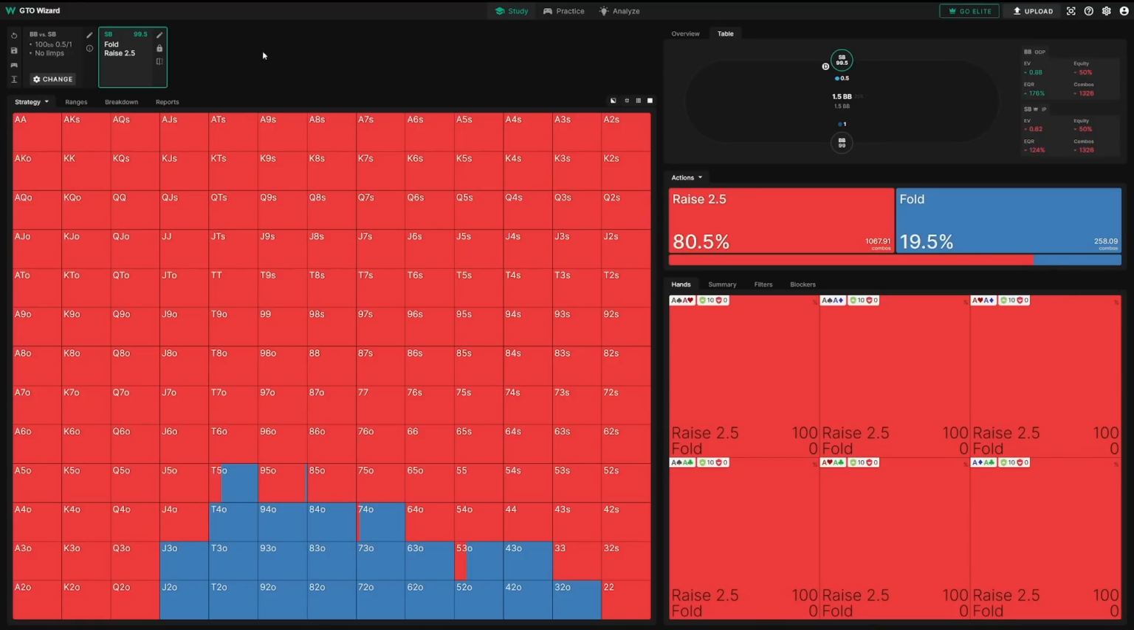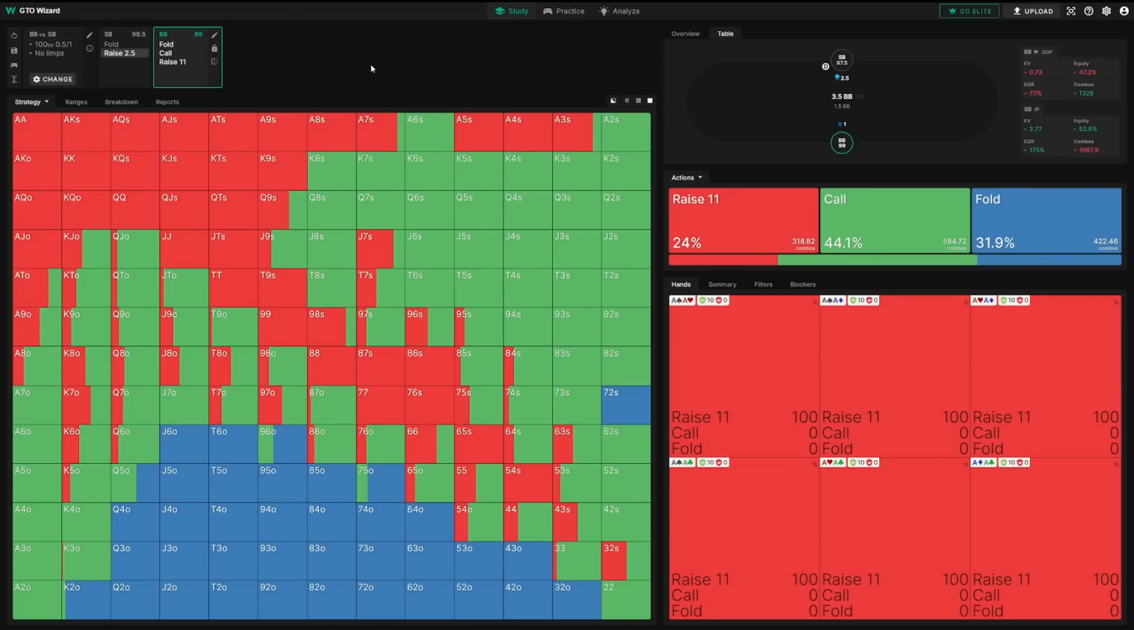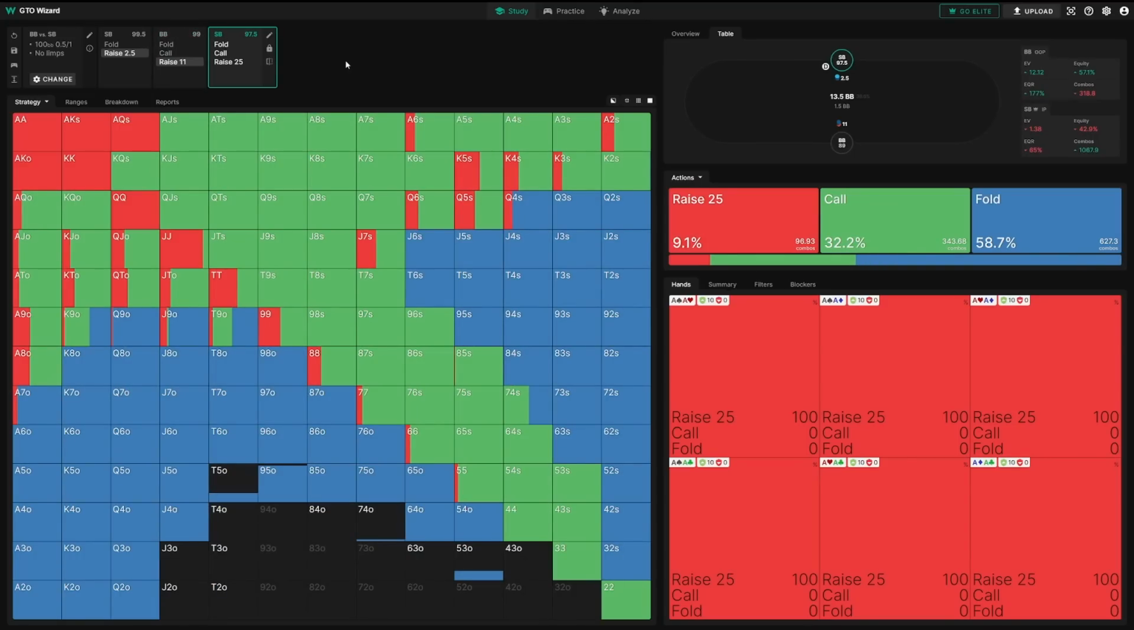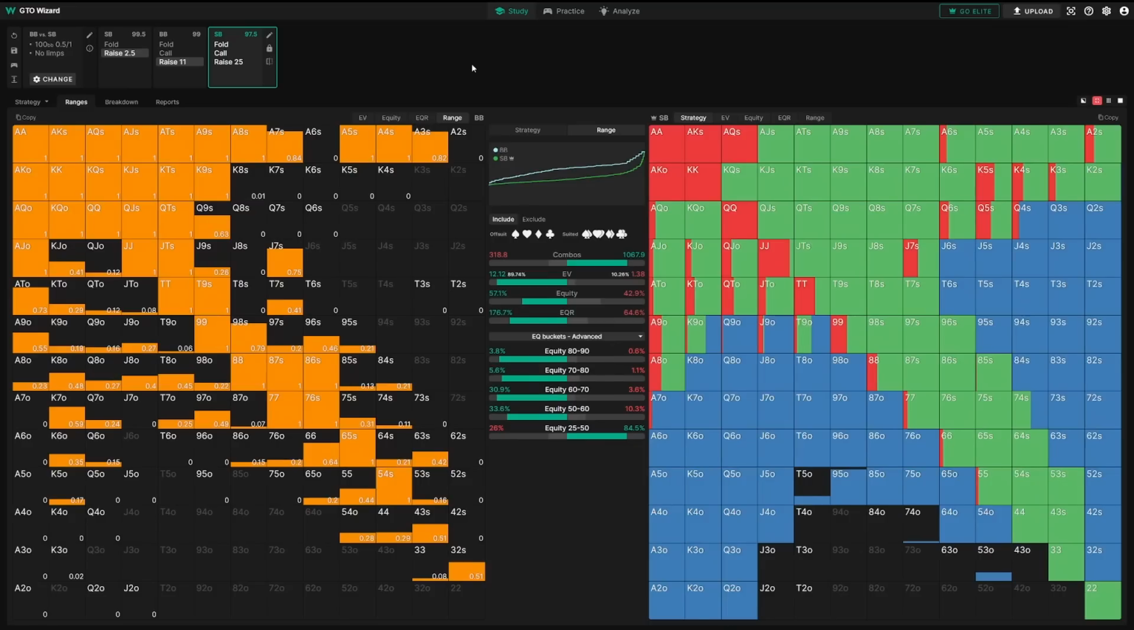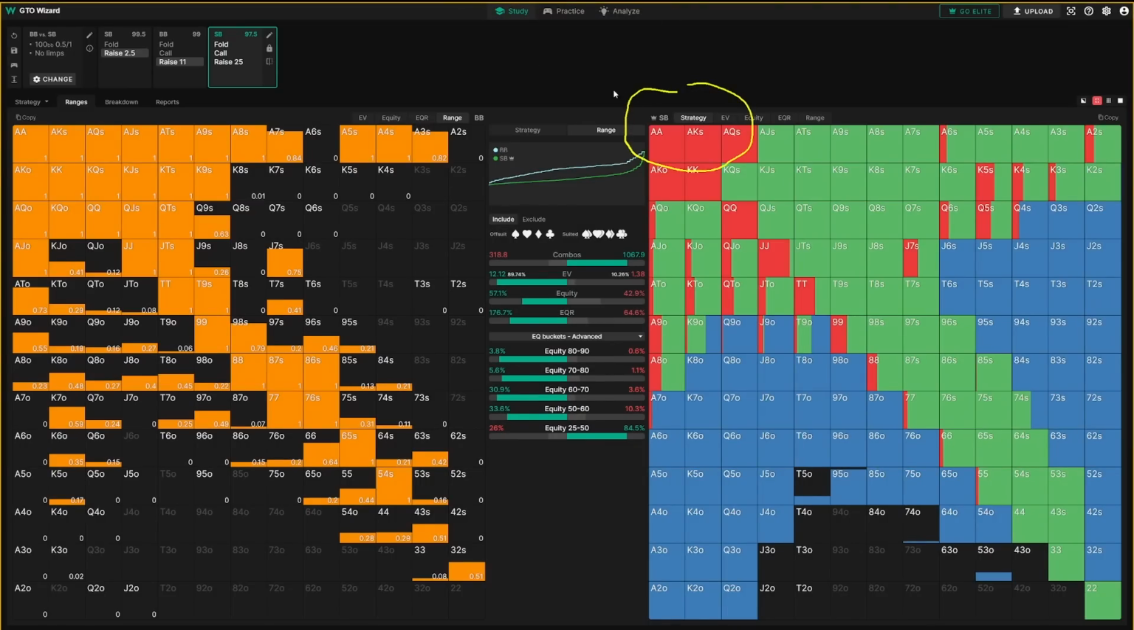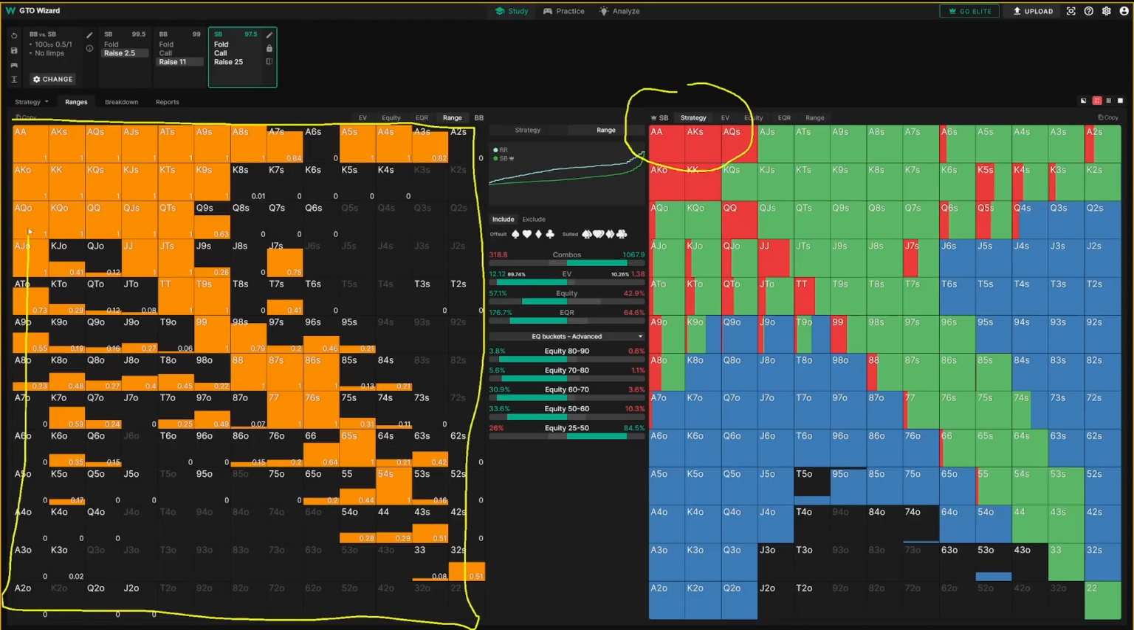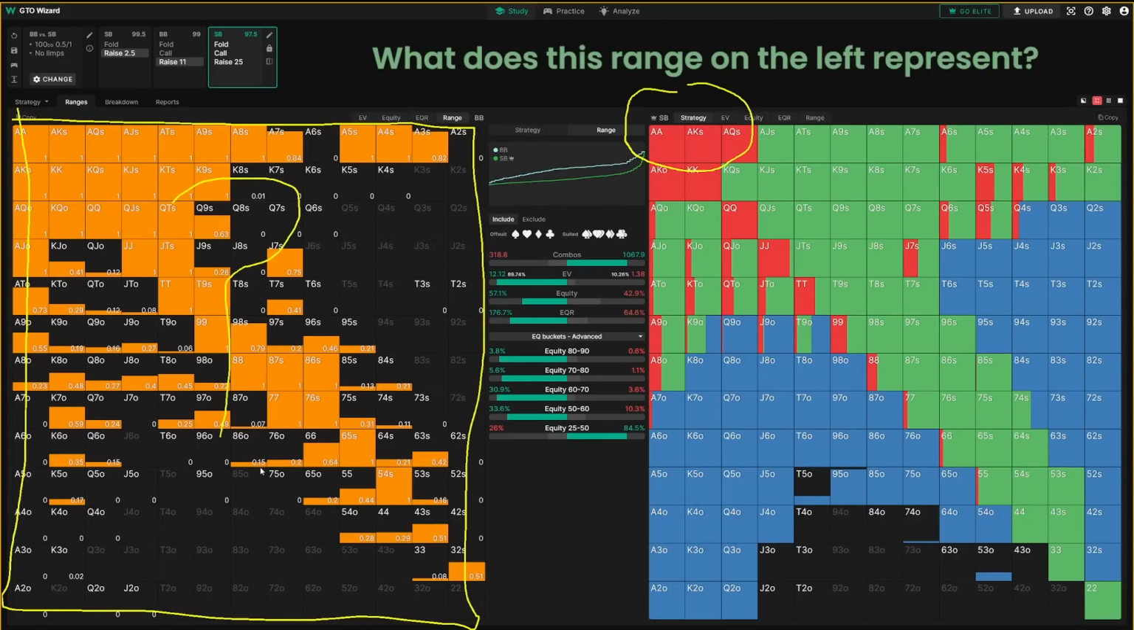Here we see a heads-up strategy 100 big blinds deep. Small blind in position opens a very wide range. Action on big blind, and here's their defense. They're going to go ahead and put in a raise. Action back on us in the small blind. Here we see two strategies. On the right-hand side, it's small blind strategy facing the raise. On the left-hand side, we see a range of possible hole cards. Now, here's the question for you. What does this range on the left actually represent?